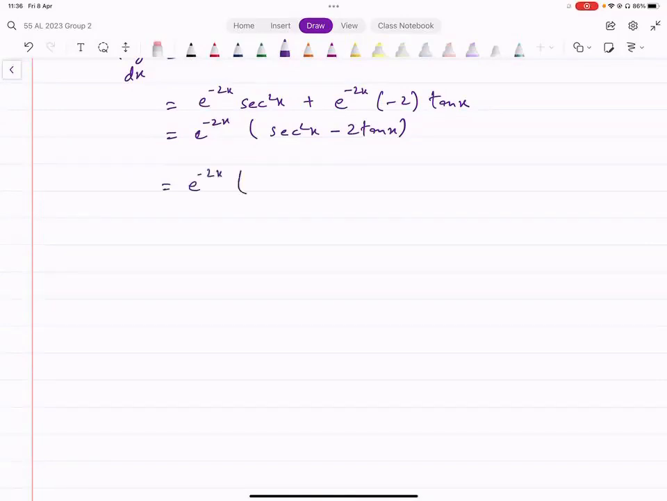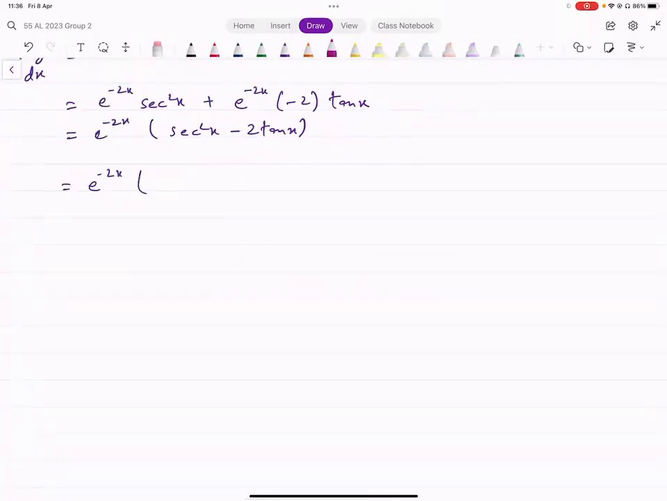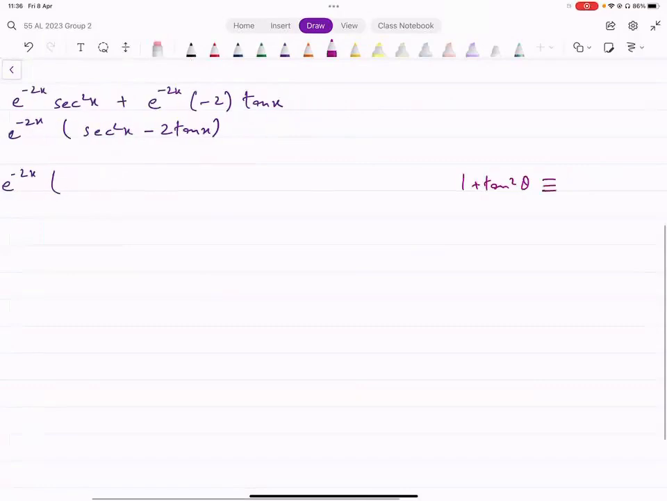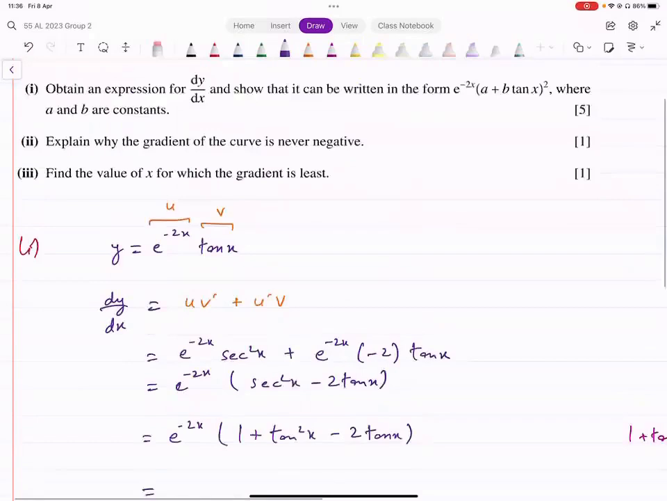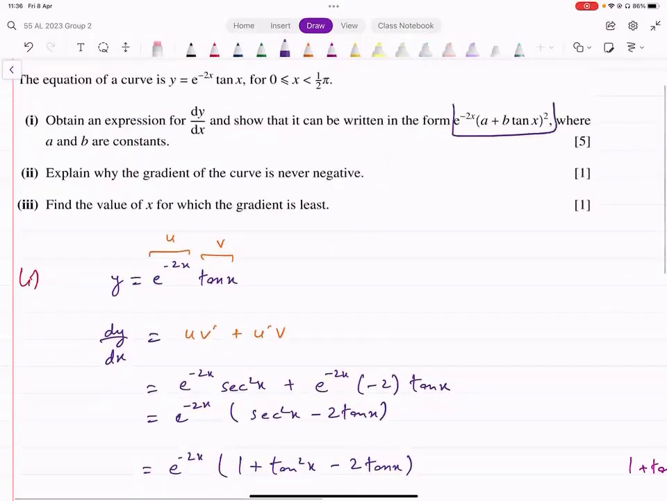आपके पास ये identity होती है. 1 plus tan square theta is identical to secant square theta. You got this given in the formula sheet, but by now you should actually remember this. तो आप क्या कर सकते हो यहाँ पे secant square को convert कर सकते हो tan square में, so it becomes 1 plus tan square x minus 2 tan x. This is what we have. Okay. अब उसने क्या कहा है? उसने कहा ये आपने प्रूफ करना, ये आपने इस फॉर्म में लिखना है.